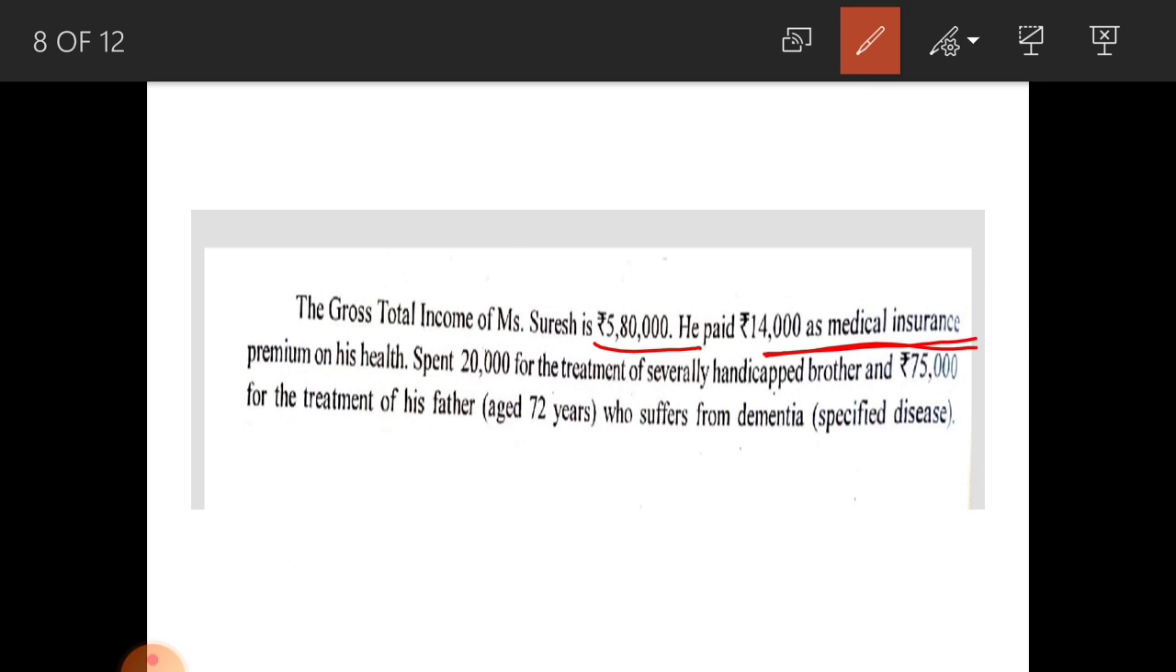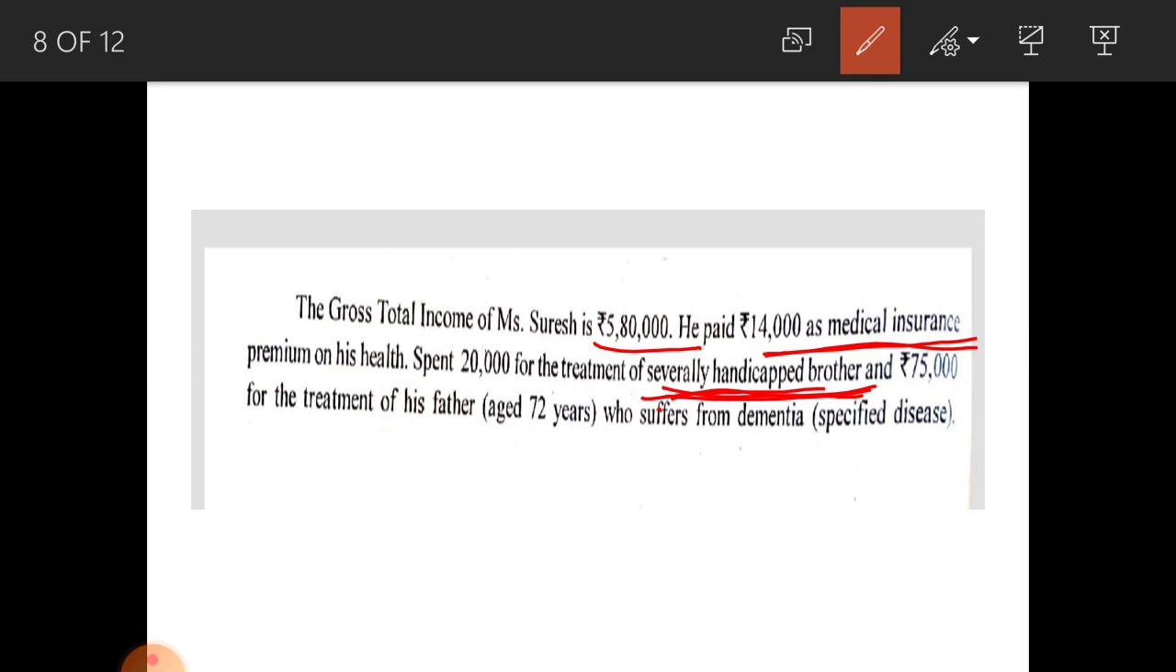This 14,000 is deductible because the maximum limit is 25,000. Next, spent 20,000 for the treatment of severely handicapped brother. Irrespective of amount spent, rupees 1,25,000 is deductible because severely handicapped brother. The fixed amount, that is fixed deduction, is 1,25,000 rupees, and 75,000 for the treatment of his father aged 72 years.